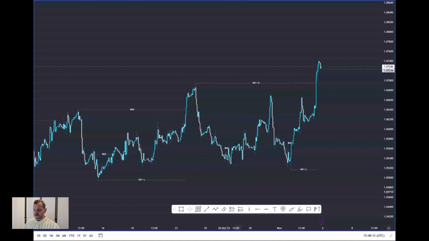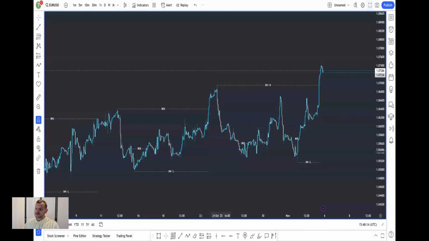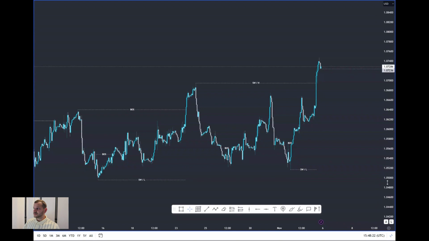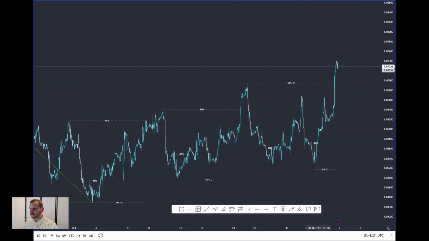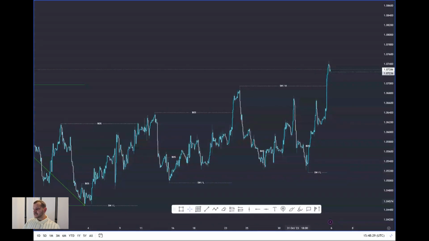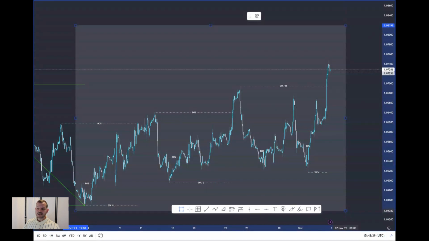So right, what we got here guys, this is Euro USD, and this is the hourly chart. I'm probably going to stick with the hourly chart, to be totally honest with you, because it's working really well at the minute. For some reason I can't get this any bigger. So this is from the 3rd of October to the 5th of November. So this is the whole month. What you see here is the last month of price action.